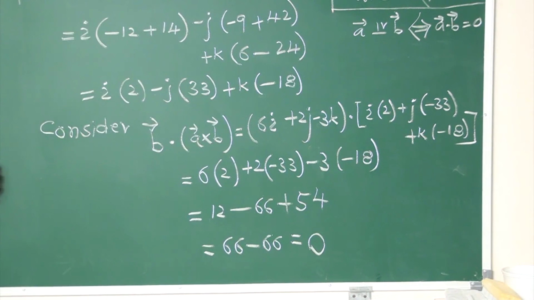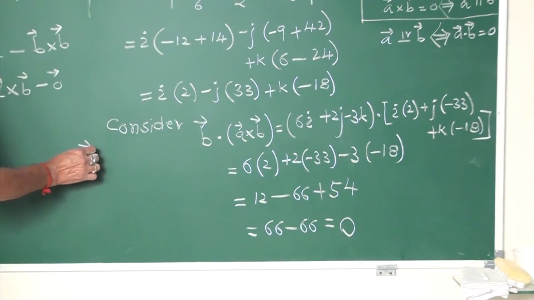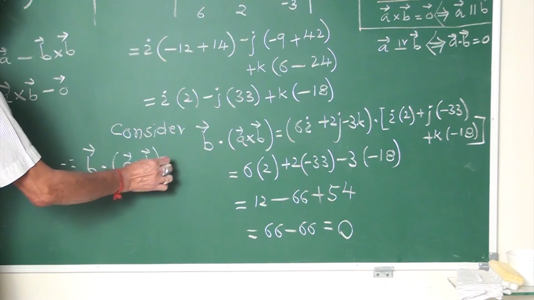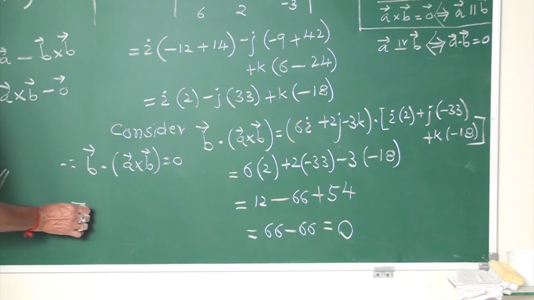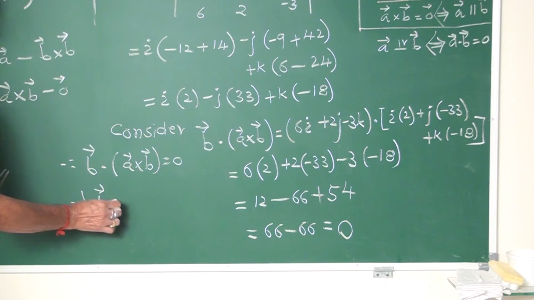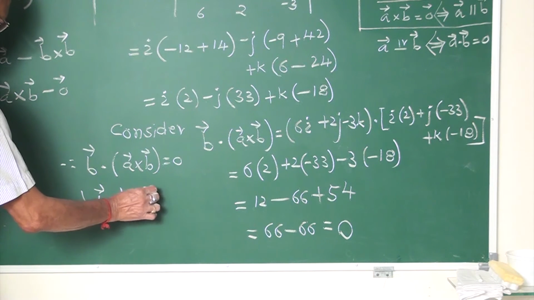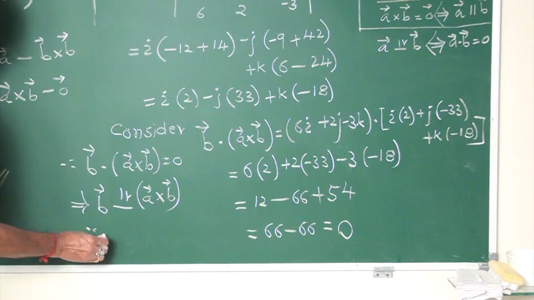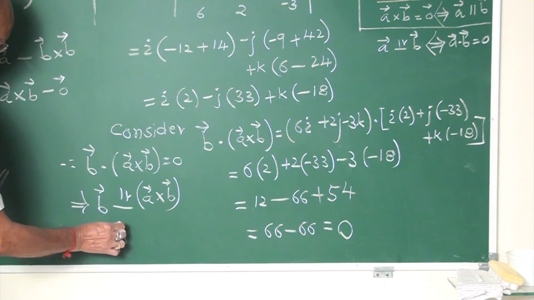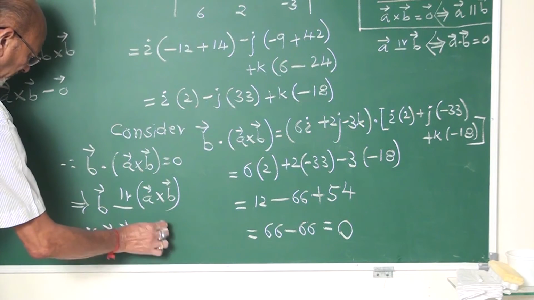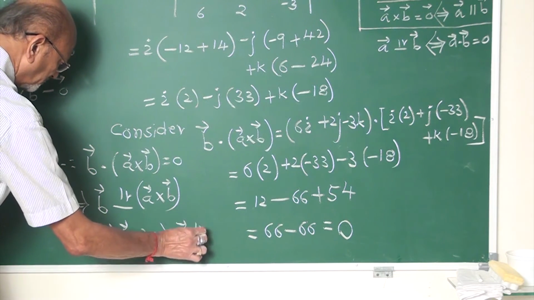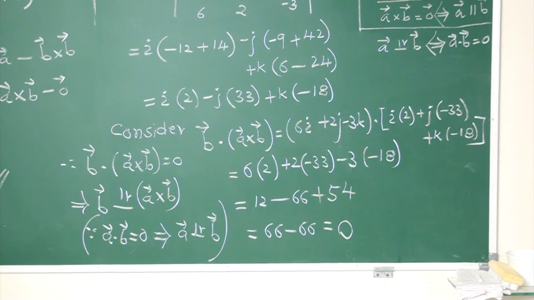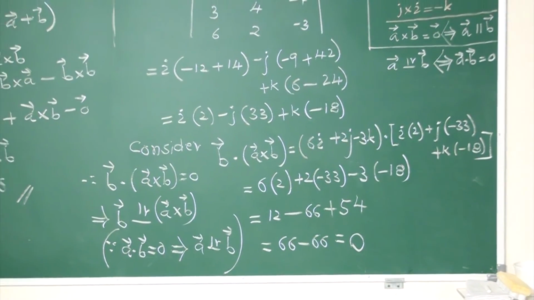Therefore, dot product is 0. B dot A cross B is 0 implies B is perpendicular to A cross B. Why? Because A dot B equal to 0 implies A is perpendicular to B. This we use, my friend. It is another good example.